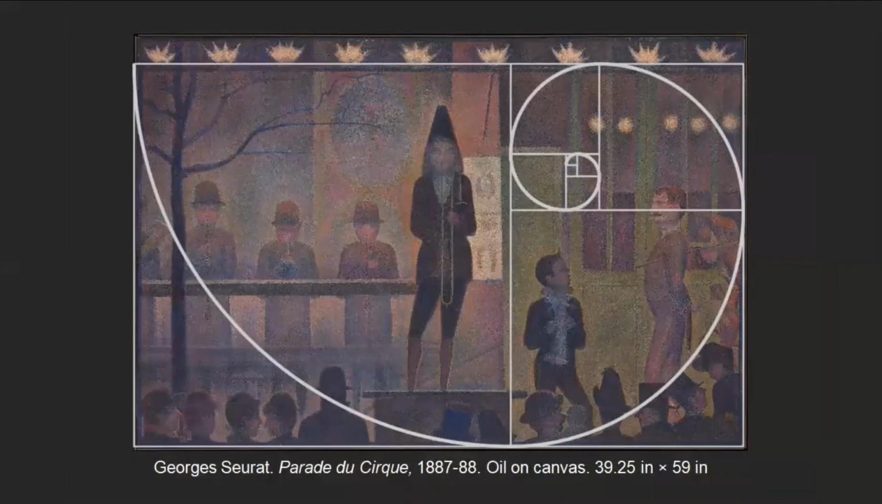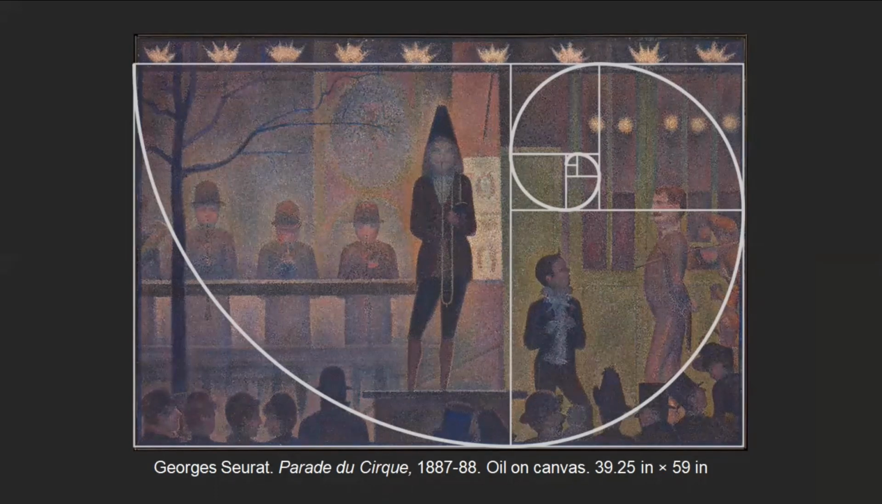Or here's a painting by George Seurat, the Parade du Cercle from 1887. And if I overlay this golden mean rectangle on top of it, I can see that he's using these proportions to break up the picture plane. Now his painting is larger, it's taller than our golden mean rectangle here.